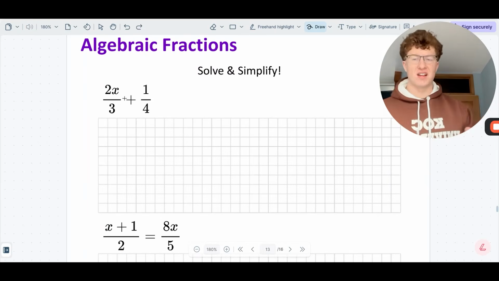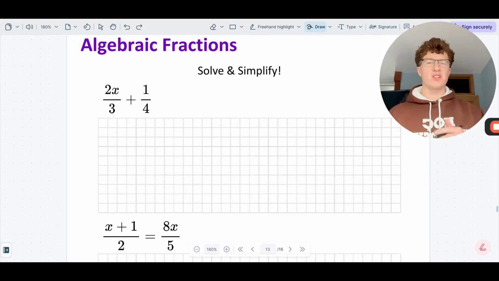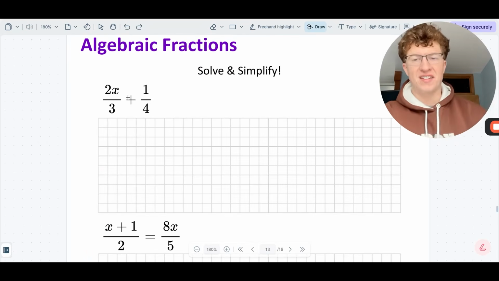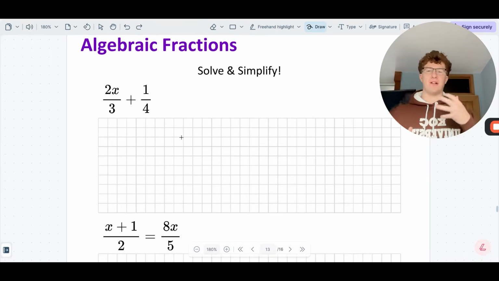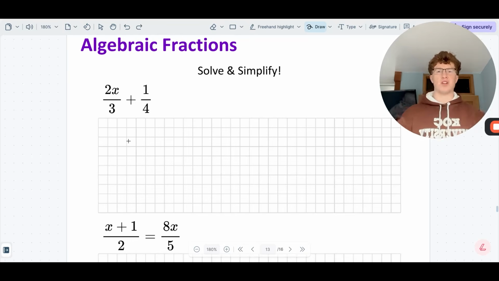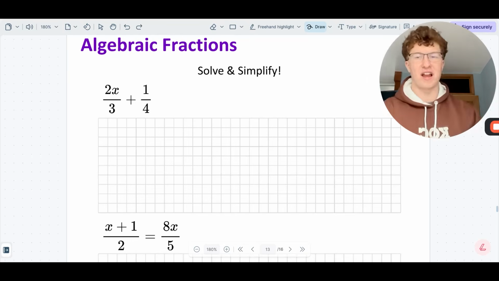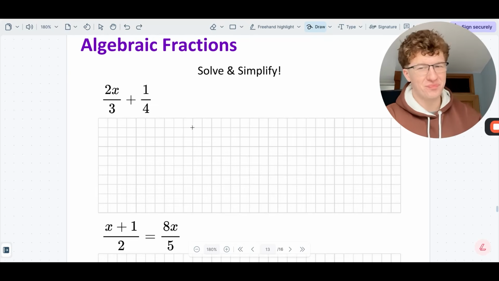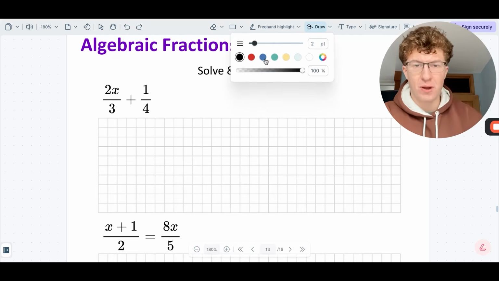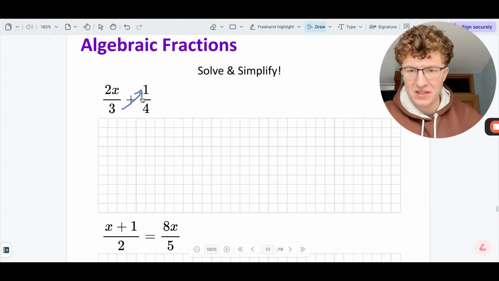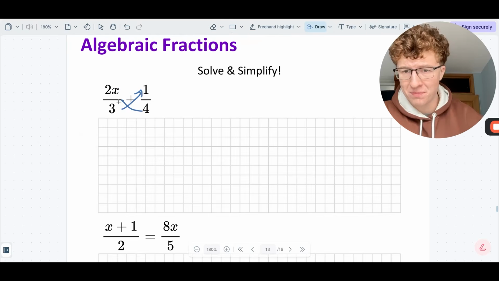Because this is a plus and not an equals to sign, we know we're just going to be rewriting this as a whole fraction rather than solving for x itself. So think, whenever you see a plus or a minus with a fraction, we're just rewriting or simplifying the fraction. How are we going to do that? The method here is up, up. That means we're just multiplying these guys across, up and up like this.